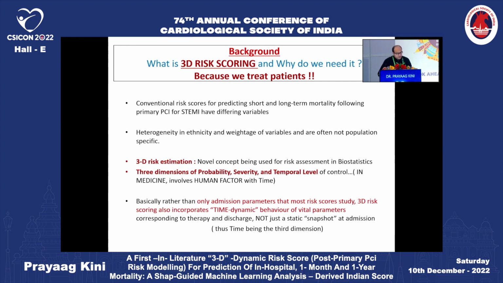So when we talk of 3D risk estimation, it's essentially three dimensions: probability and severity, which are there already, and the third one, the temporal level of control which we can achieve on the risk factors, when we see initially and then at 12 months. It can definitely change because we are treating the patients and they are getting control of their risk factors. So rather than only the admission parameters, as most risk scores do, 3D risk estimation will also incorporate the time-dynamic behavior of the vital parameters corresponding to therapy at discharge, and not just a snapshot in time taken at admission or when the patient is discharged. Time being the third dimension.